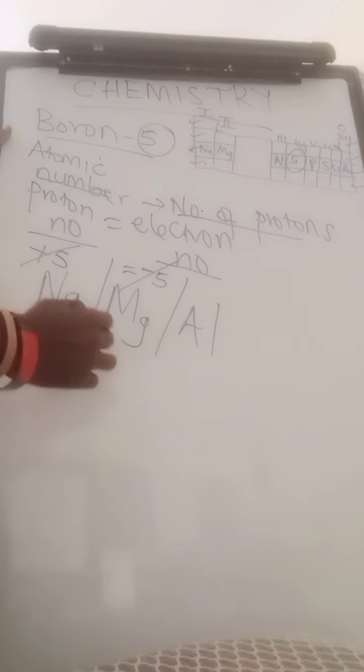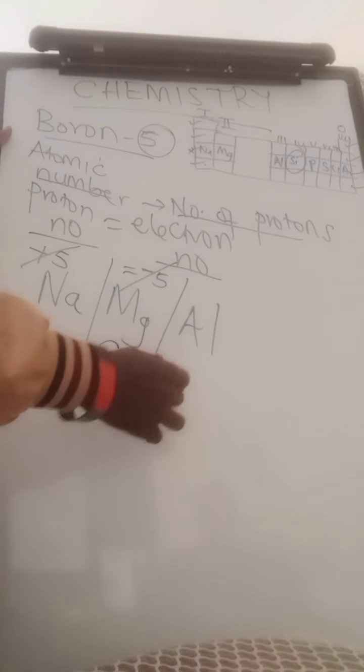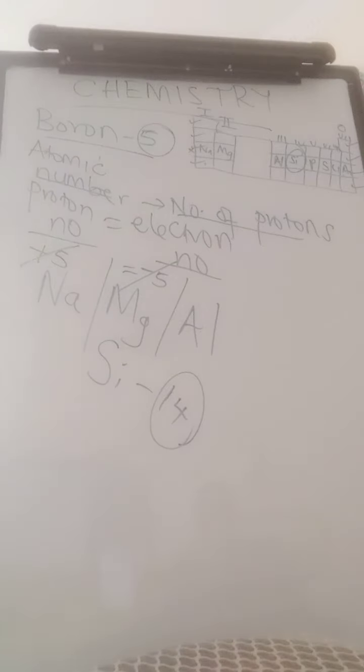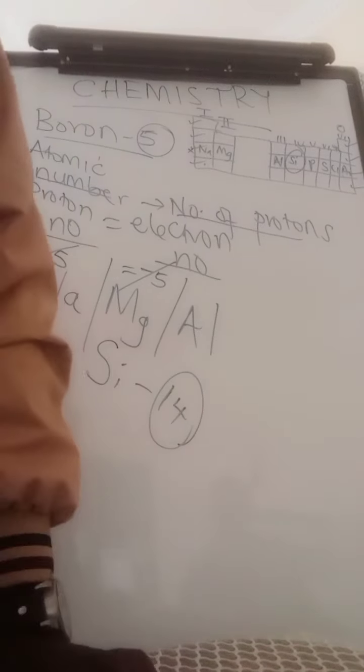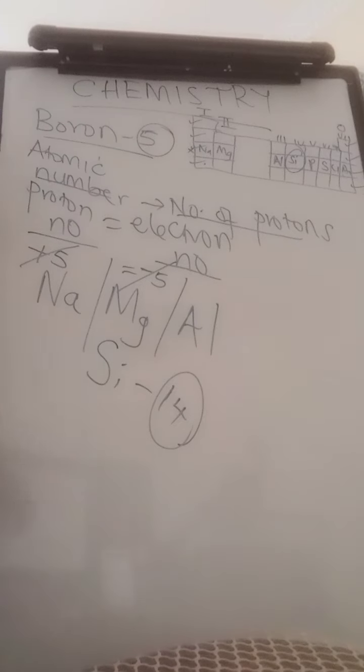So you actually write capital S, small i. That is silicon with atomic number 14. With the number of protons being what? 14. And that is also equivalent to the number of electrons in the same atom of this element called silicon. 1, 2, 3, 4, 5, 6, 7, 8, up to 14, yes.